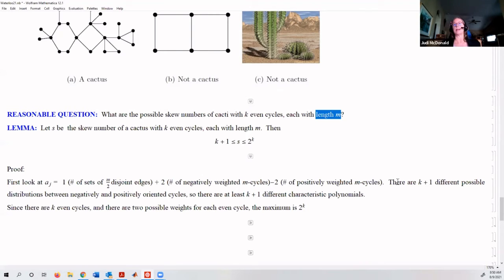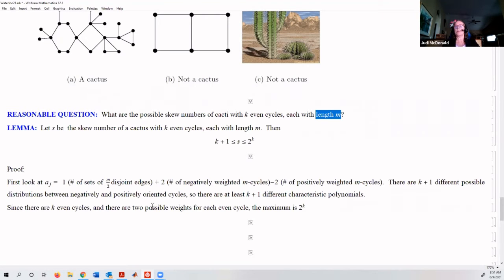So for example, I can come in and have all my cycles positively oriented. Then I can have one of my cycles negatively oriented and the rest positive. And then I can have 2 negative and the rest positive and so on. So K plus 1 different possibilities there. That gives me K plus 1 different values for a to the j. So I know for sure my skew number's got to be at least K plus 1.